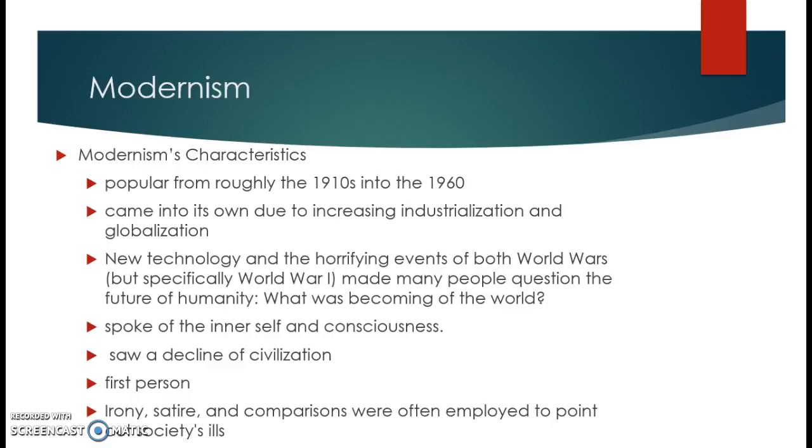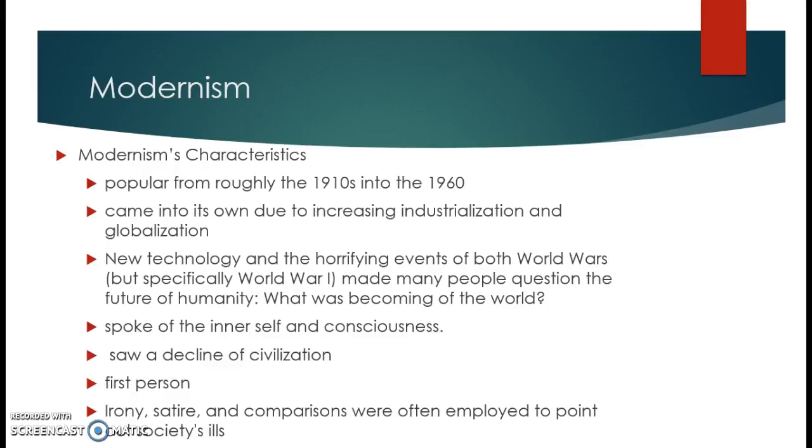So from there we move into modernism, which is the time period The Great Gatsby falls under. Some characteristics of modernism are that it was popular through the 1910s to the 1960s. It really came into its own due to increasing industrialization and globalization: machinery, big factories, that kind of thing. There were factories doing work that workers used to do in the city, and machinery being used on farms that was putting people out of work and making them move into the cities. That was going on a lot, especially in the 20s.